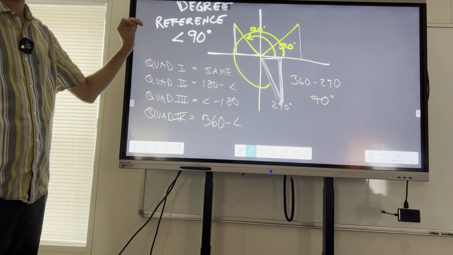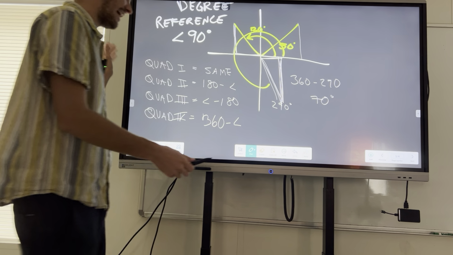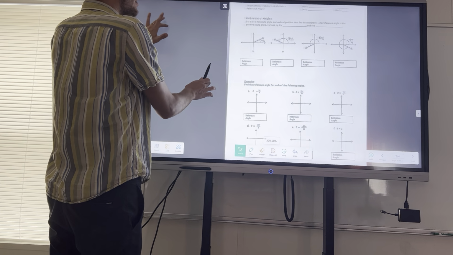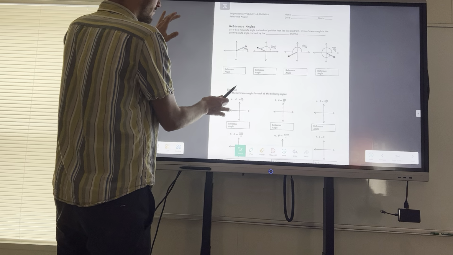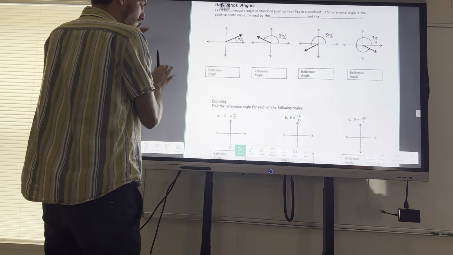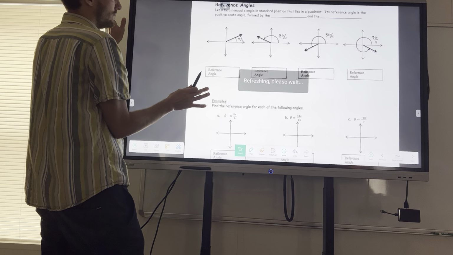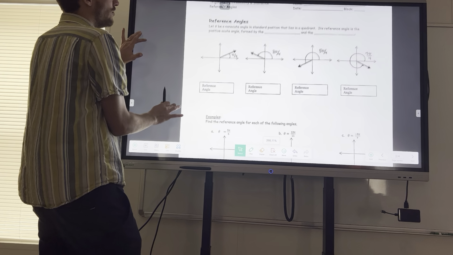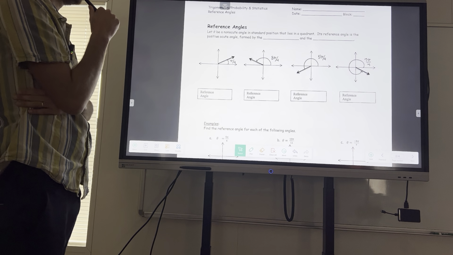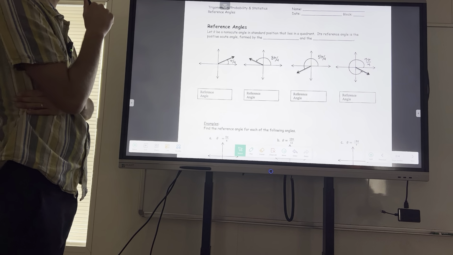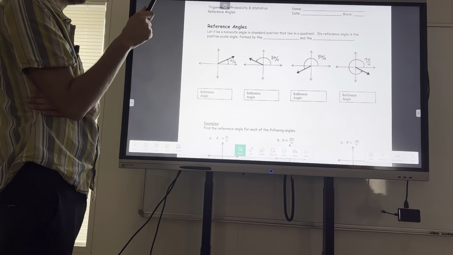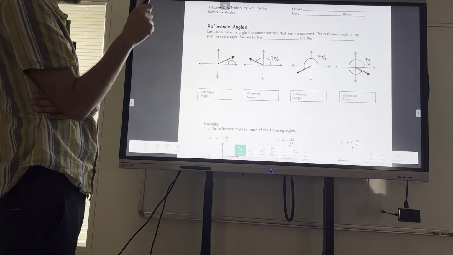Now let's take that and see if we can bring it into radians, where things are maybe a little bit less comfortable, a little bit less straightforward. Let me zoom in a little bit more. Let's see what we're working with here. Reference angles. Let theta be a non-acute angle in standard position that lies in a quadrant. Its reference angle is the positive acute angle formed by the blank and the blank.